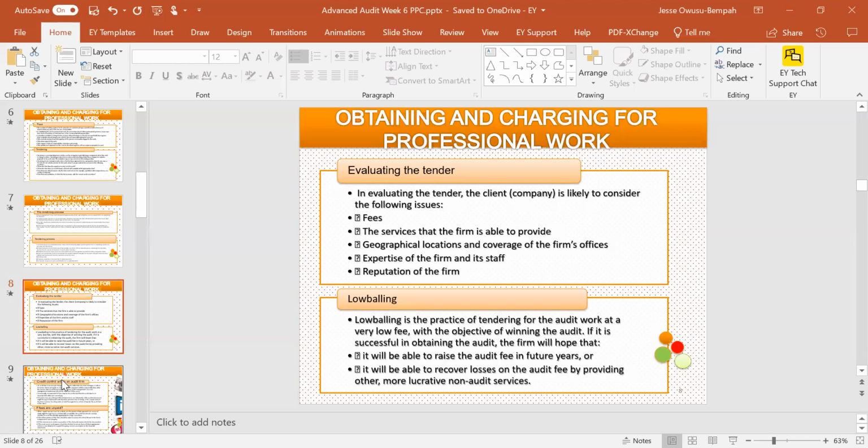Now, there's a term called lowballing. Lowballing is the practice of tendering for the audit work at a very low fee. And that was what I was explaining that some audit firms do. You tender for the audit at a very low fee. So you know that maybe as a local audit firm you are competing with PwC, EY, Deloitte, and KPMG. You know that you can't compete with them. So what you do is, if these firms are charging averagely 50,000, you say you charge 30.